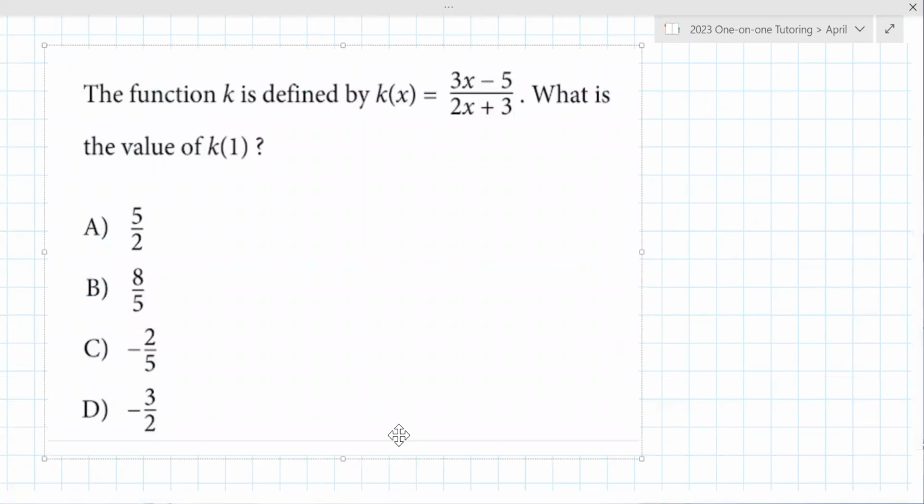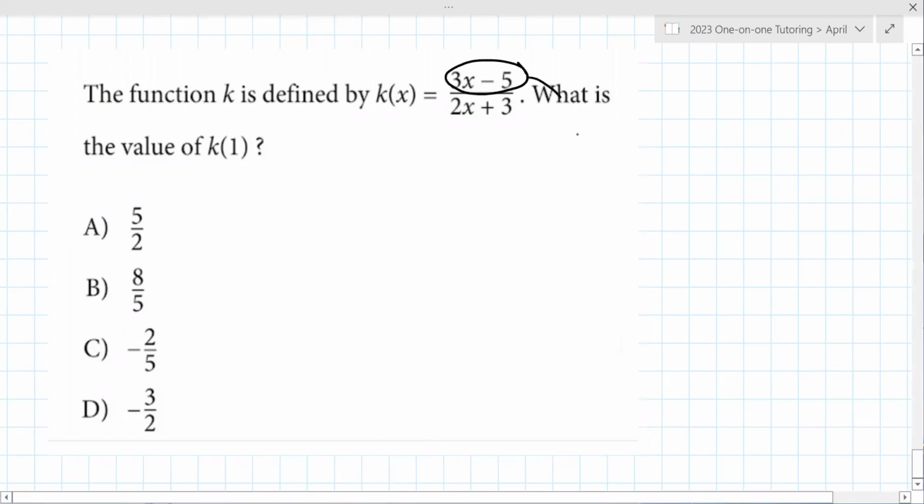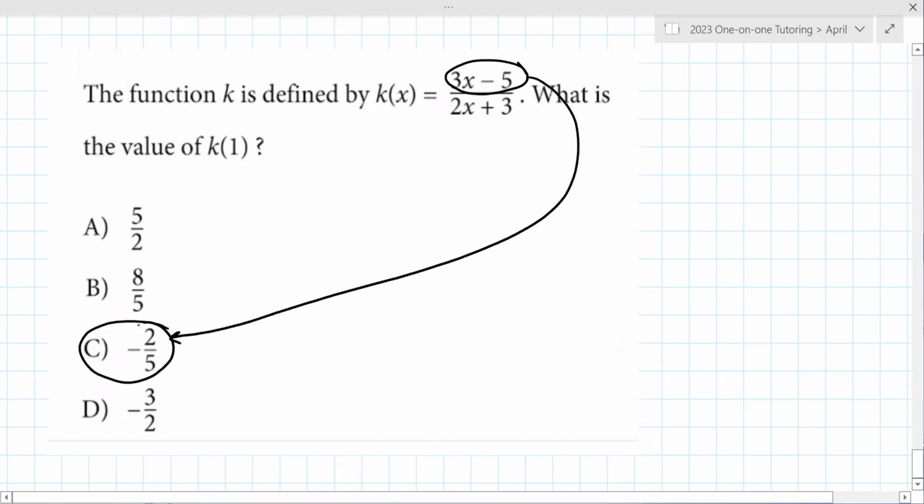Okay, f of 1. So 3 times 1 is just 3. 3 minus 5, -2. -2 divided by 5. Or C? Yeah. Now, as soon as you said that this was -2, you should have immediately just gone for that answer. I haven't looked at the answers. So that's a test taking strategy. That's one of those things that I teach in this class here.